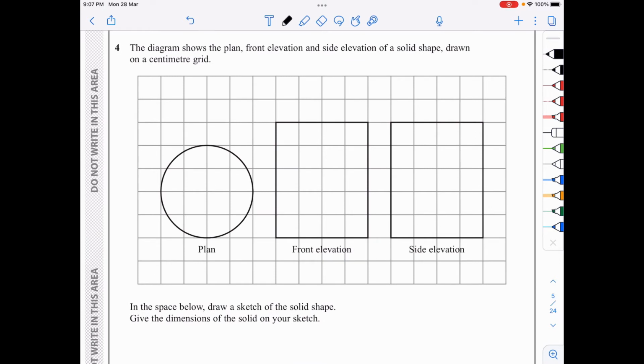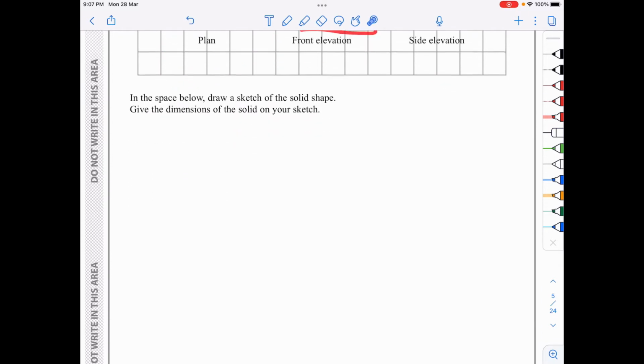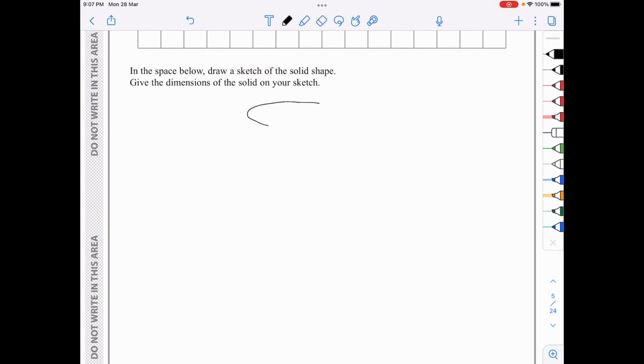In question 4, the diagram shows the plan, front elevation and side elevation of a solid shape drawn on a centimeter grid. So from above, it's a circle, and then from the front and the side, it's the same rectangle that measures 4 by 5. We need to draw a sketch of the solid shape, and we need to give the dimensions of the solid on the sketch. So something that when looked from above is a circle and when looked from the side is a rectangle must be a cylinder. So we've got this kind of situation here.